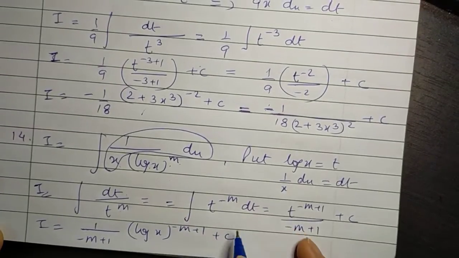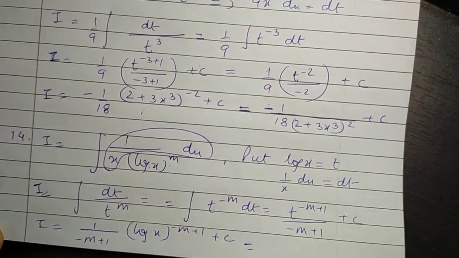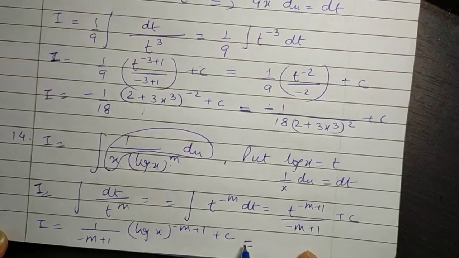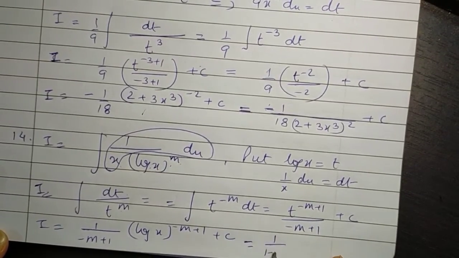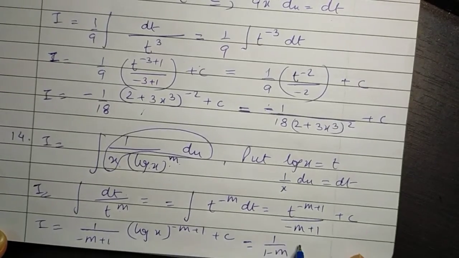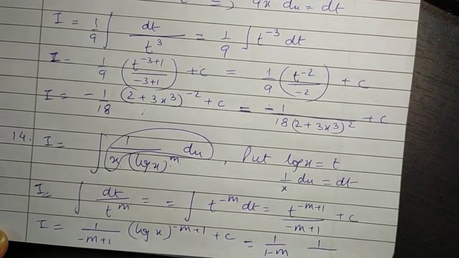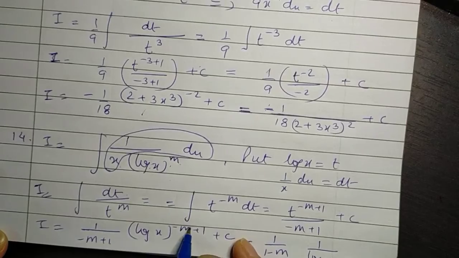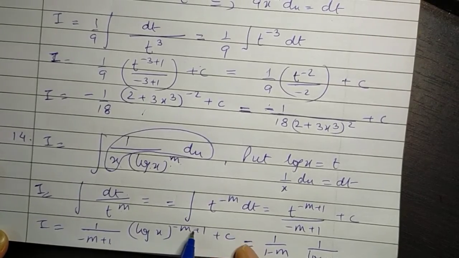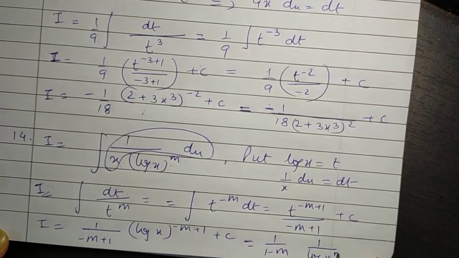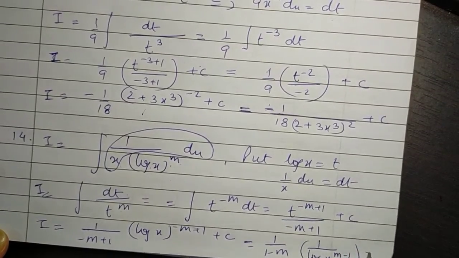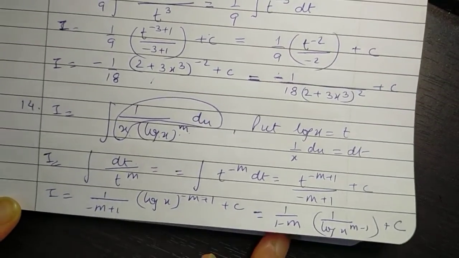You either leave the answer like this, or you write it as 1 upon 1 minus m into 1 upon (log x) to the power m minus 1. Either you write in the numerator 1 minus m, or when it goes to the denominator it becomes m minus 1, plus a constant, and that is the answer.